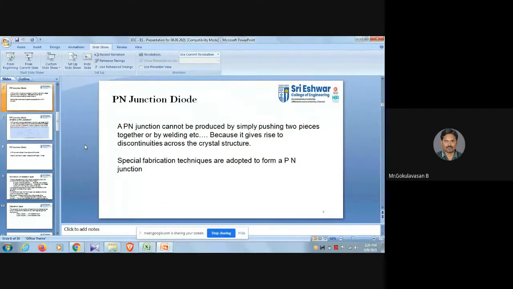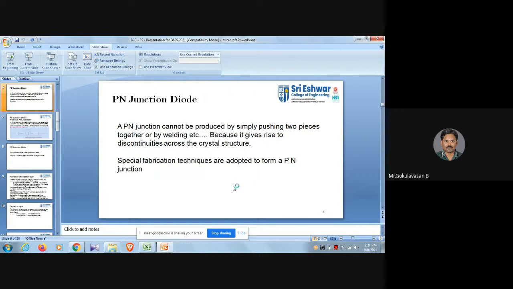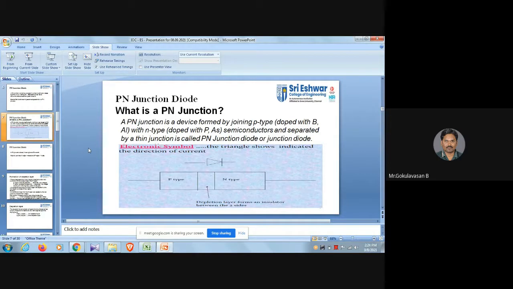But this junction cannot be produced by means of welding, because these are small electronic devices, and welding gives rise to discontinuities. If I go for welding, the crystal structure will definitely get damaged. But our main criterion here is that the crystal structure should not be damaged. So what I am going to do is use some special fabrication techniques to create that particular PN junction.